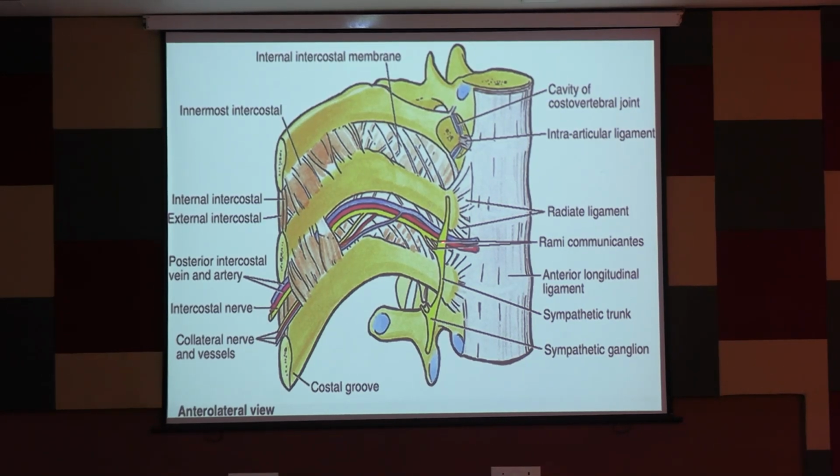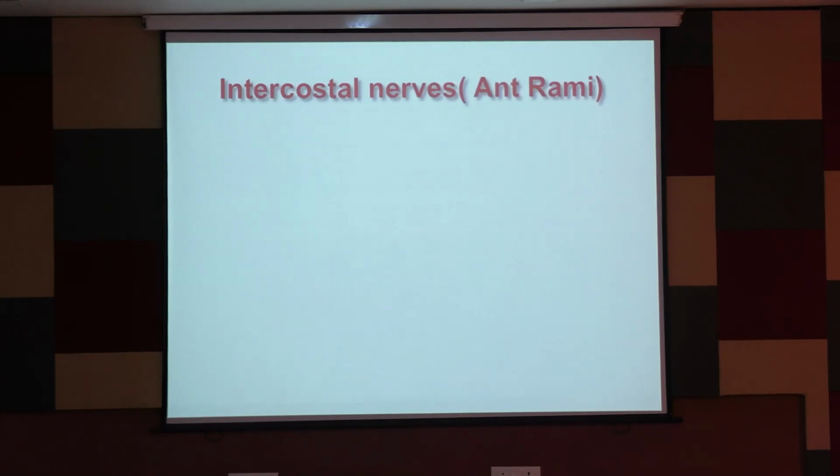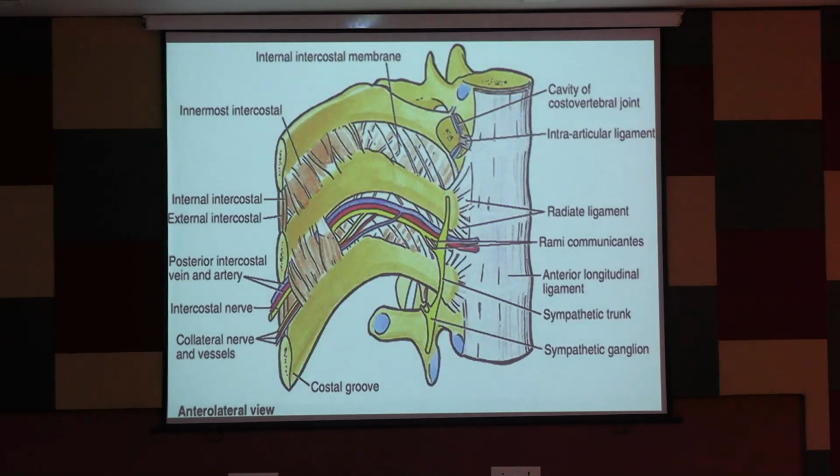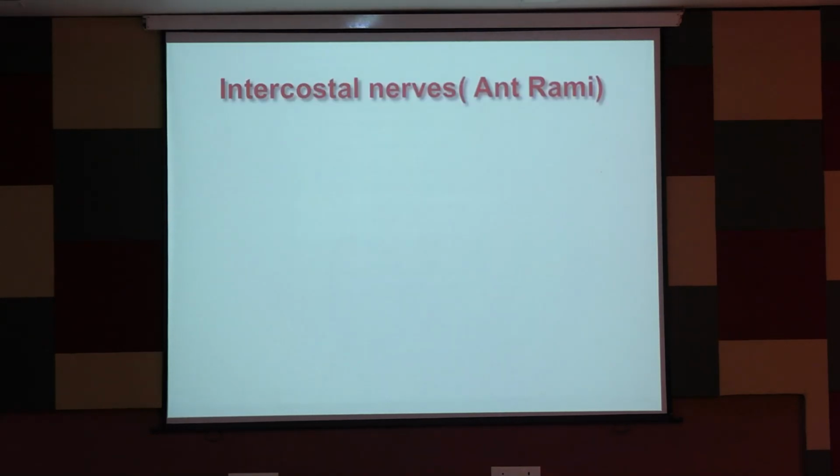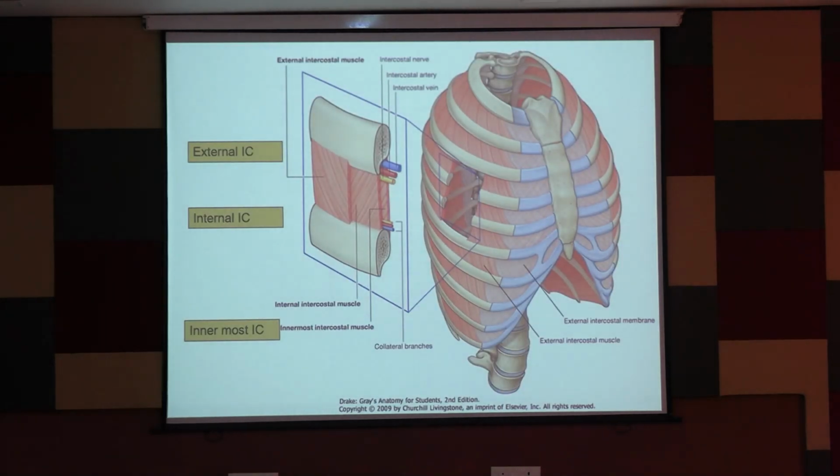Now, you see that along with this neurovascular structure, that means the nerves, we have the veins and the arteries, they run along with that, and they have a particular pattern. This pattern you have to remember: how these intercostal nerves run between these muscles and how they supply. Now, you see these intercostal muscles that are present, the anterior rami we have talked about.